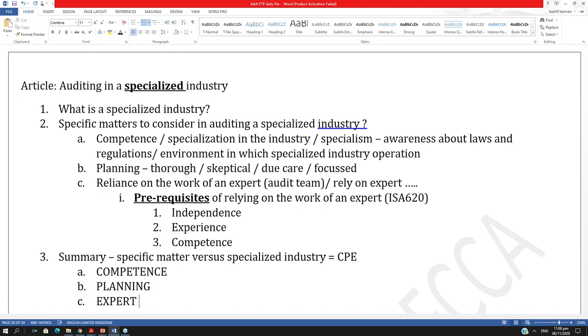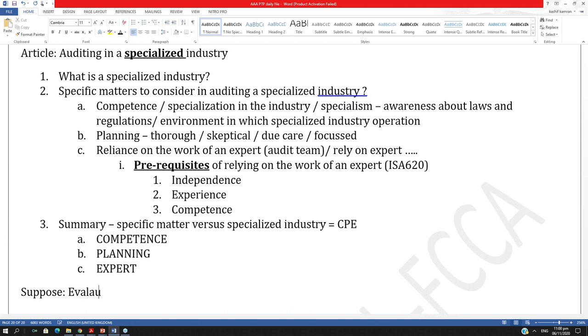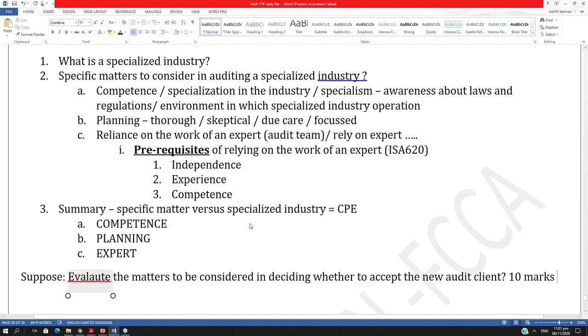Right? So now tell me, suppose you get a question in exam paper which says, evaluate the matters to be considered in deciding whether to accept the new audit client, question mark, and the marks are 10. Have we done this question in the class today, everyone? Right? Suppose you get a question in exam paper which asks you, evaluate the matters to be considered in deciding whether to accept the new audit client.